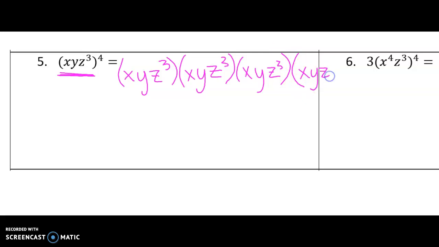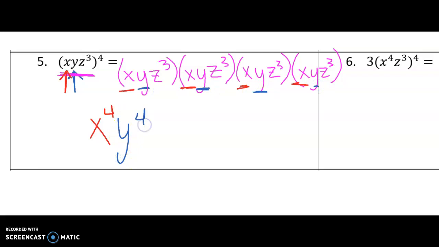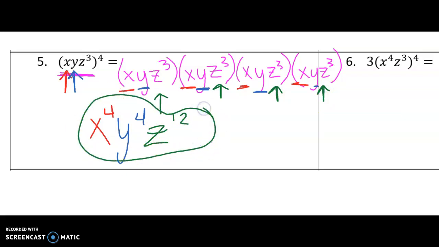Again, I'm going along the long way, but I like to do this the long way just to kind of see what it's telling me. How many x's do I have? I have 1, 2, 3, 4. And remember, we're multiplying all of them, so that's x to the 4th. Now let's look at my y's. I have 1y, 2y's, 3, 4. So that's y to the 4th. And let's look at my z's. Z to the 3rd, z to the 6th, z to the 9th, and z to the 12th, because that's how many I have in total. So here's my final answer.